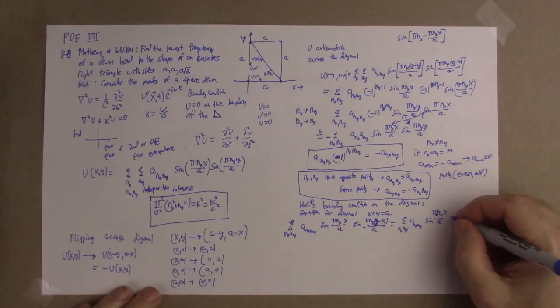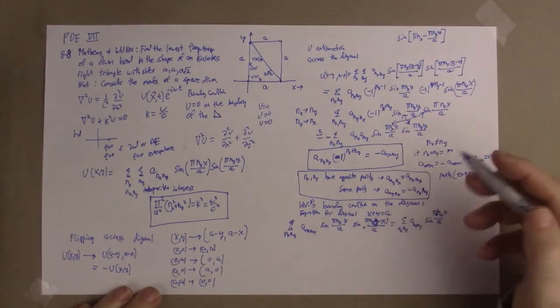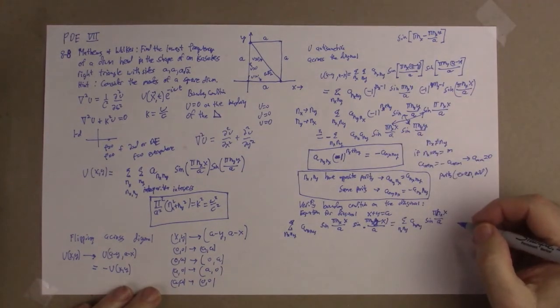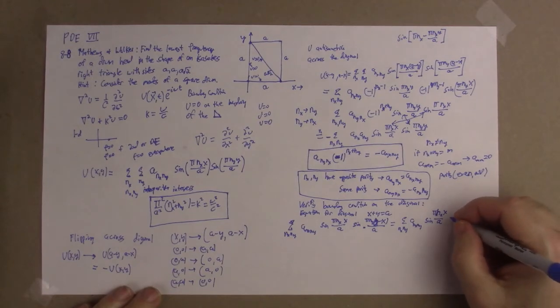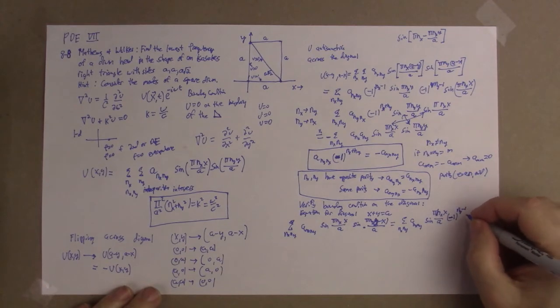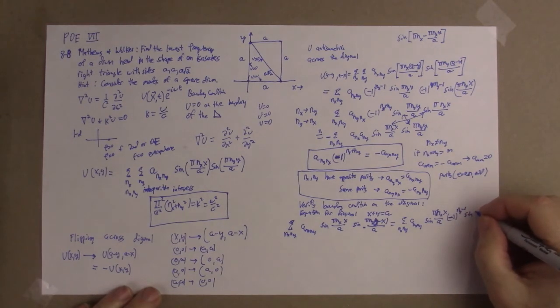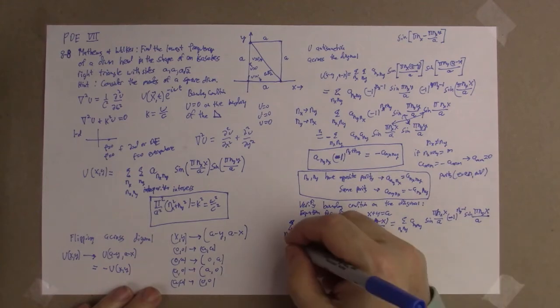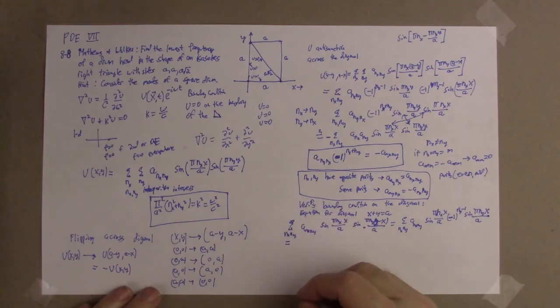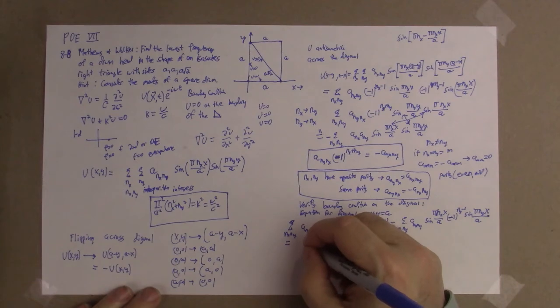Then, doing the same thing we did over there, I'm going to get (-1)^(ny minus 1) sine(pi ny x over a). This is equal to the sum.